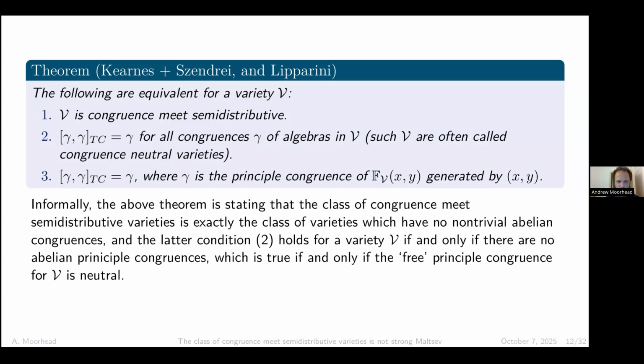So informally, the above theorem is stating that the class of congruence meet semidistributive varieties is just the class of varieties which have no non-trivial abelian congruences. And the condition 2 holds for a variety if and only if there are no non-abelian principal congruences, which is true if and only if this free principal congruence is neutral with respect to the commutator.